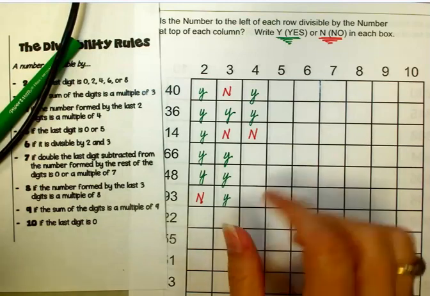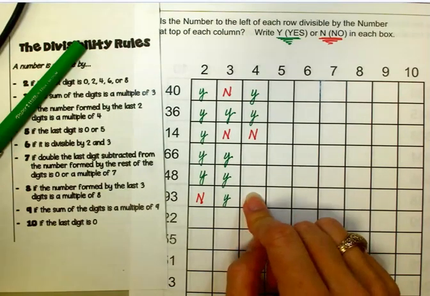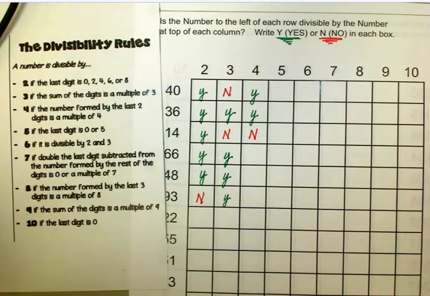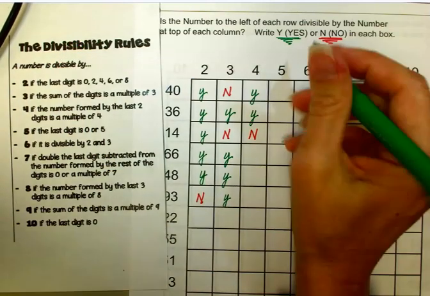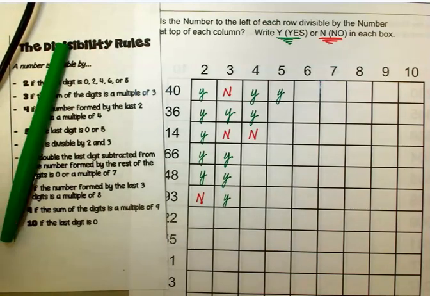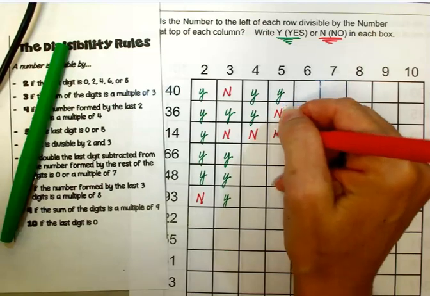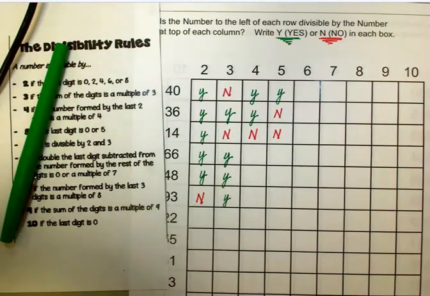All right. Again, I'm not going to keep doing all the rest of them. 5 is pretty simple. If the last digit is 0 or if the last digit is 5, then it is divisible by 5. So 40 is divisible by 5, but 36 is not, 14 is not. Okay.